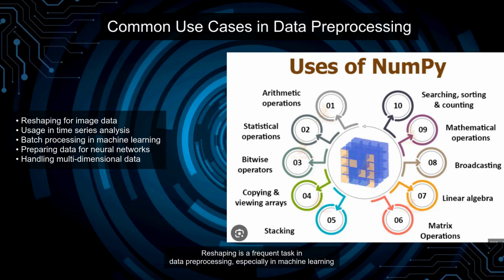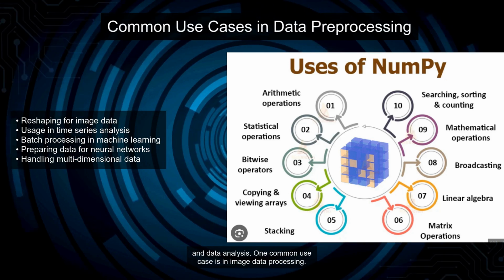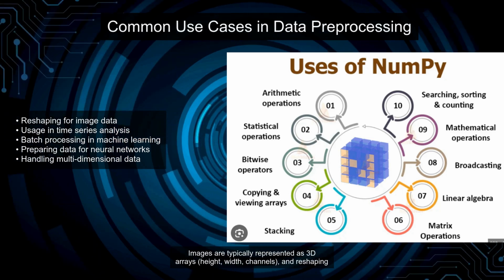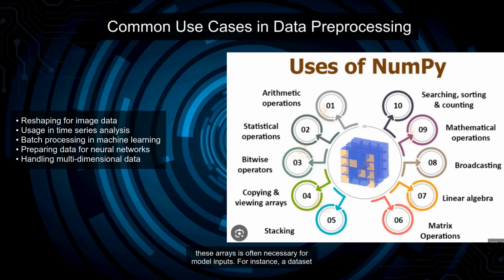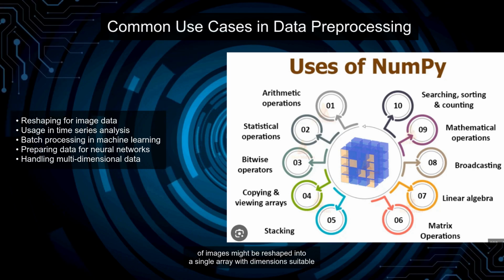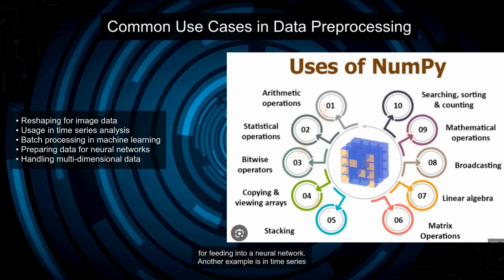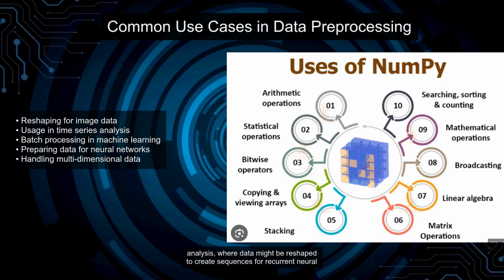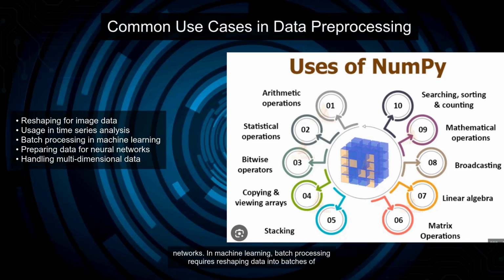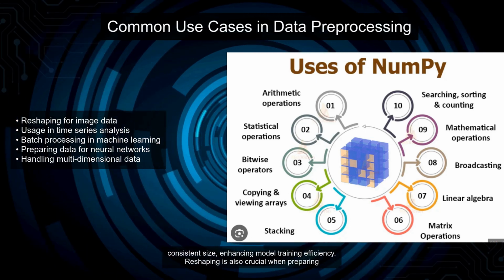Reshaping is a frequent task in data preprocessing, especially in machine learning and data analysis. One common use case is in image data processing. Images are typically represented as 3D arrays (height, width, channels), and reshaping these arrays is often necessary for model inputs. For instance, a dataset of images might be reshaped into a single array with dimensions suitable for feeding into a neural network. Another example is in time series analysis, where data might be reshaped to create sequences for recurrent neural networks. In machine learning, batch processing requires reshaping data into batches of consistent size, enhancing model training efficiency.